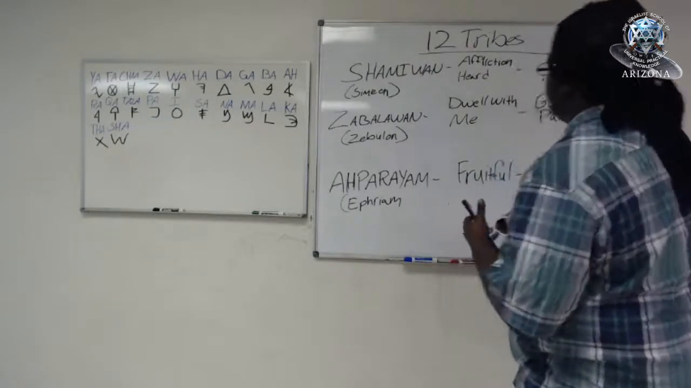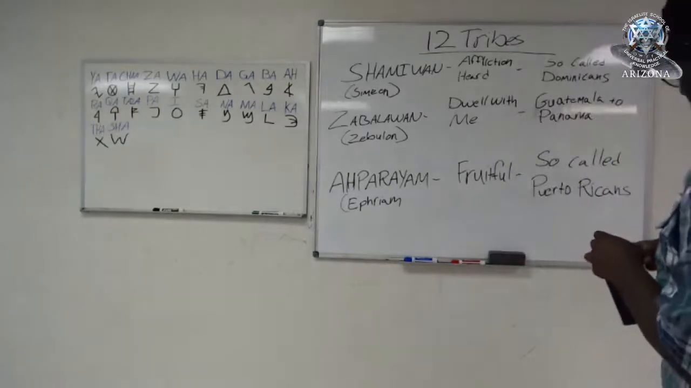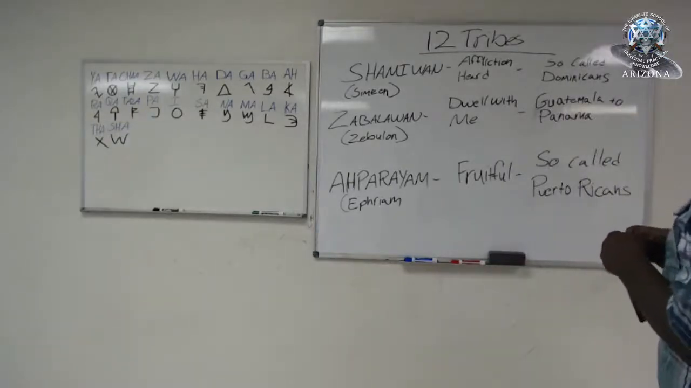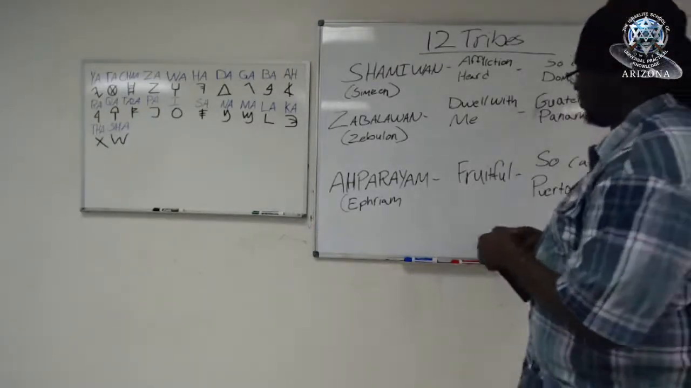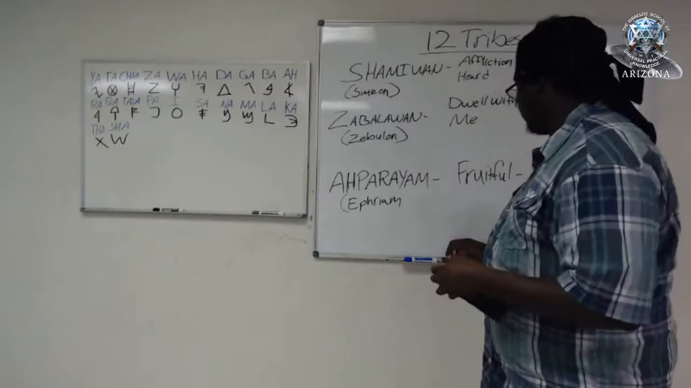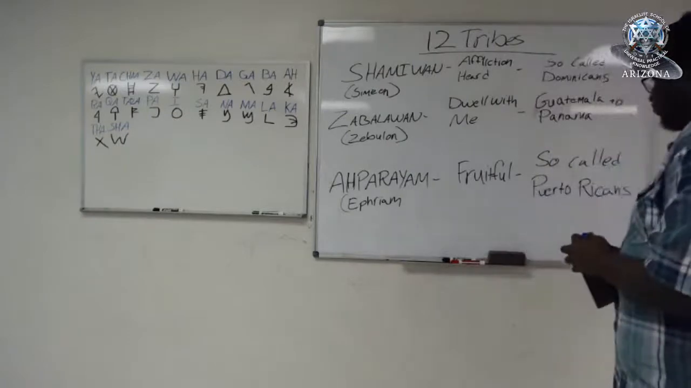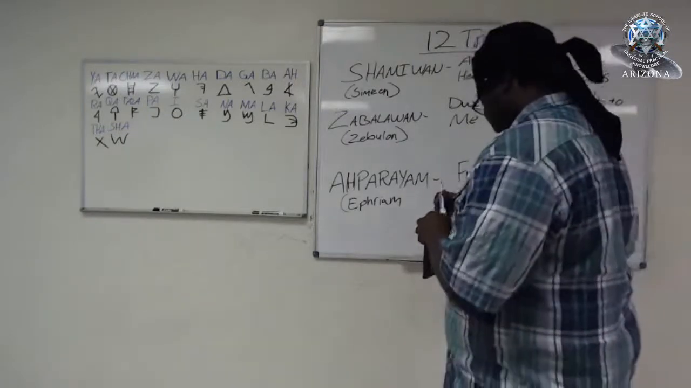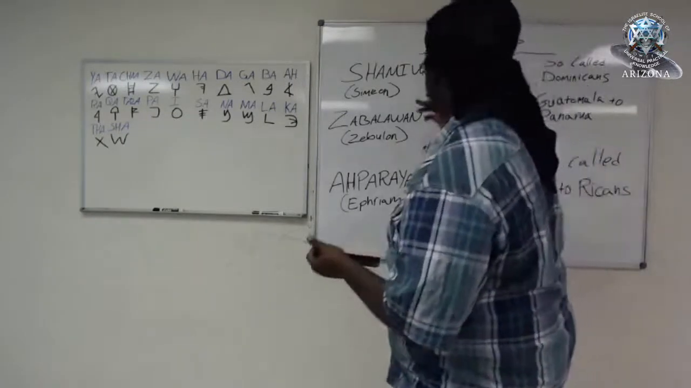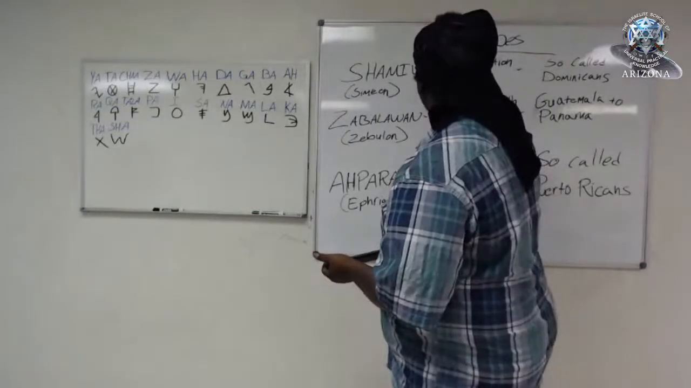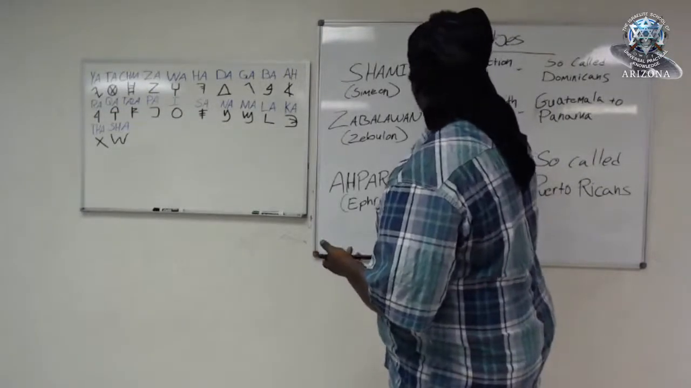All right, so we got a Lashawan, that's a Simeon. Lashawan is Simeon in Hebrew. Lashawan is Zebulon in Hebrew. Abraham is Ephraim in Hebrew. Okay. Spell it from each.